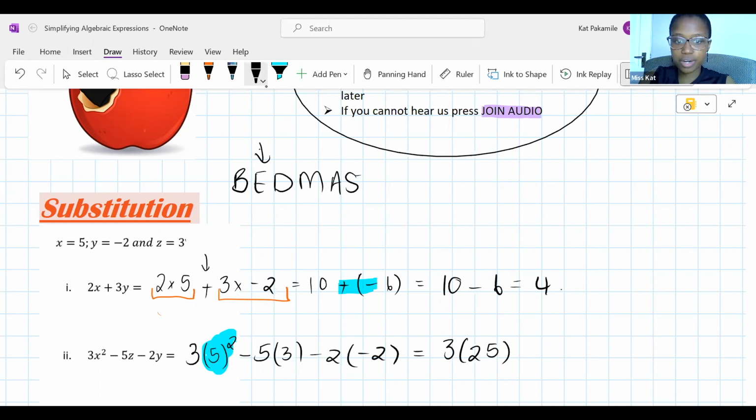I'm just going to rewrite the rest of it the way it is, okay? Yes, ma'am. So we don't do many steps at the same time. So this was 5 times 3. -2 times -2. Now we can multiply. What's 3 times 25? 75. What's -5 times +3? -15. And then -2 times -2 is +4. Beautiful. Now what's 75 minus 15?